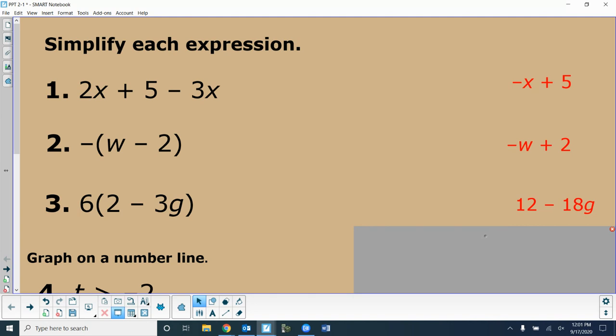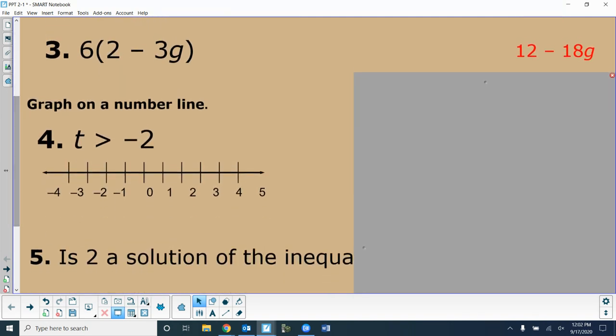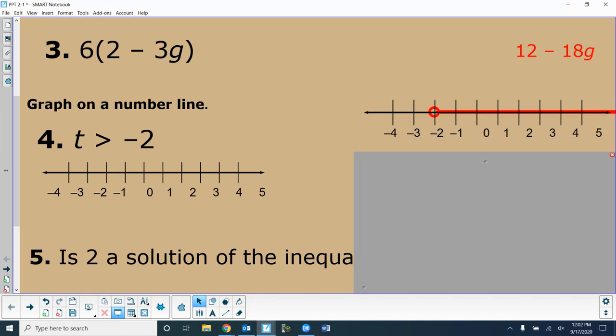Okay, number 4, Alyssa? What's the graph look like? Very good. The open circle means we're not including that number. We didn't have the equal to in our inequality symbol, so we weren't including it. All right?